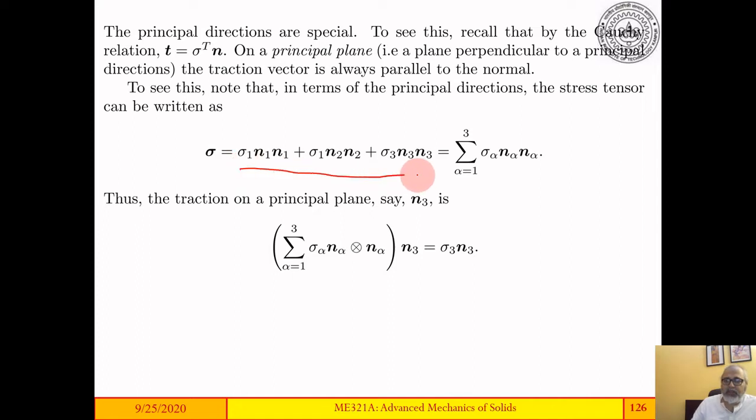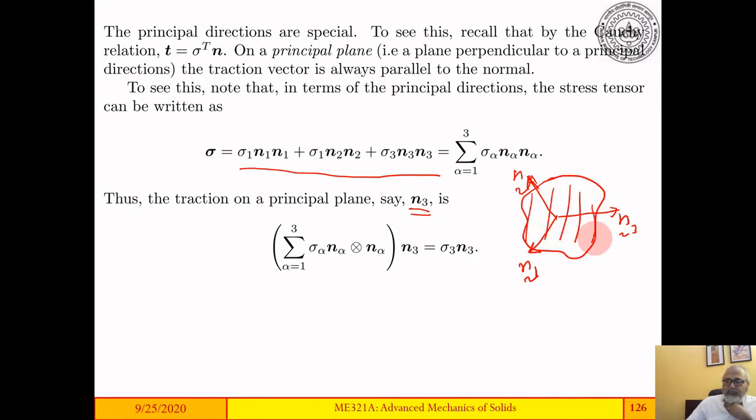When you do that, let's say you now want to calculate the traction on a plane that has n3 as the normal. So n1, n2, n3 form a coordinate system. So this is n1, this is n2, and this is n3, let's say. And you have a plane in the n1 n2 plane which has n3 as a normal, and you want to know the traction on this plane.